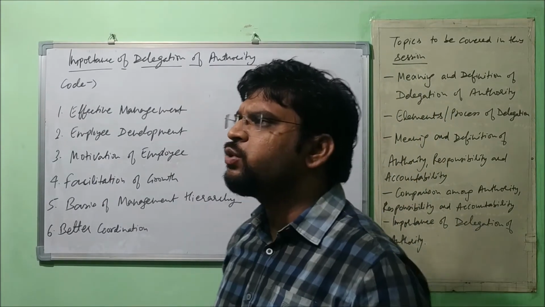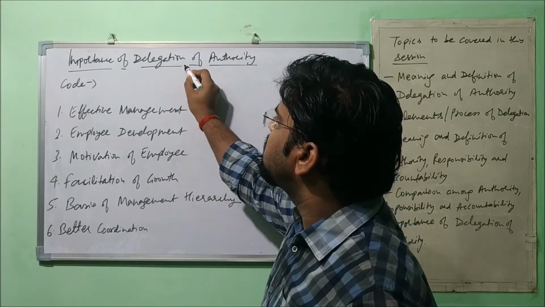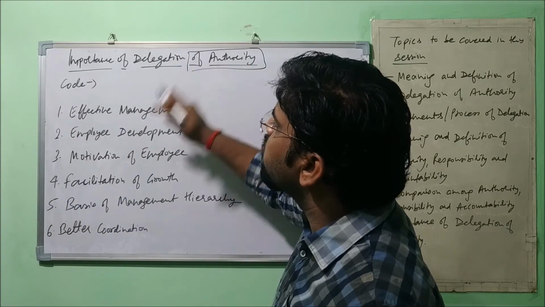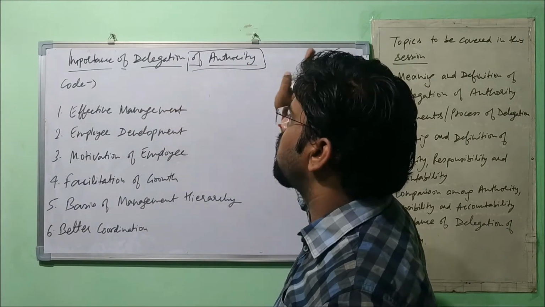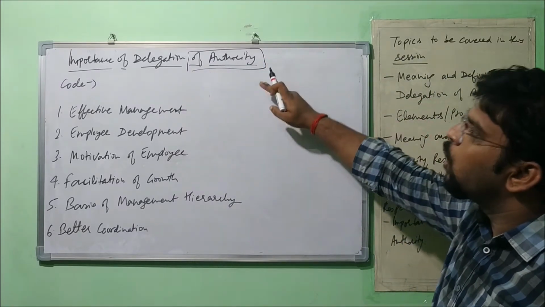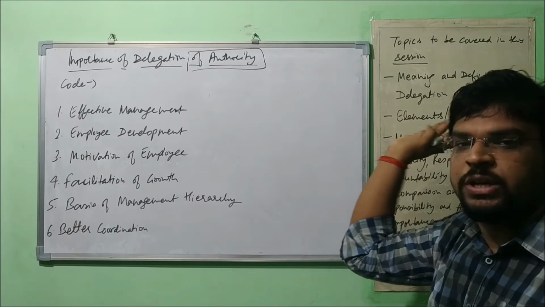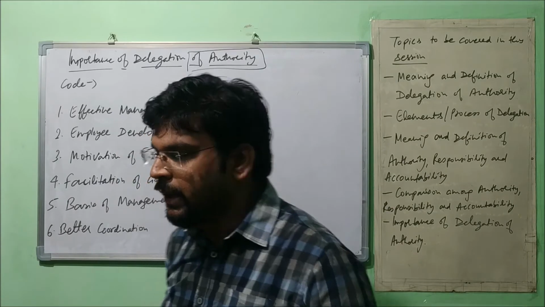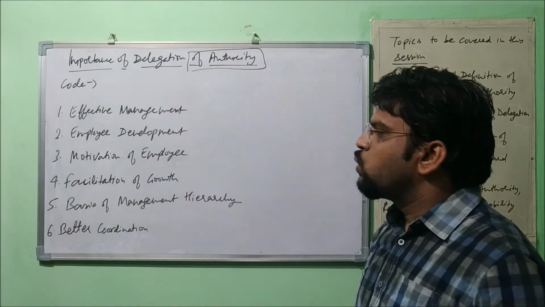One more thing I would like to share with you. Why do we always say delegation of authority, and not only delegation? Because the process of delegation starts with authority. When authority is transferred, along with that responsibility goes, and along with responsibility accountability is also created. That is why it is said. Understood? So always keep it in your mind. Now, importance: why it is necessary.